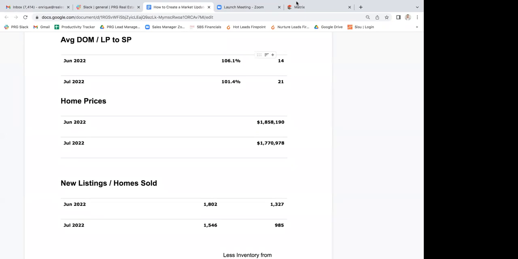What does that mean? There's more opportunity for buyers to get into today's market. Home prices have dropped dramatically also, from 1.8 to 1.7. That's a 100,000 difference. And also, new listings from June to July dropped from 1,800 down to 1,500. Listings also have been sold during this time. In the month of June, 1,300 homes have been sold. And in the month of July, roughly 1,000 homes have been sold.